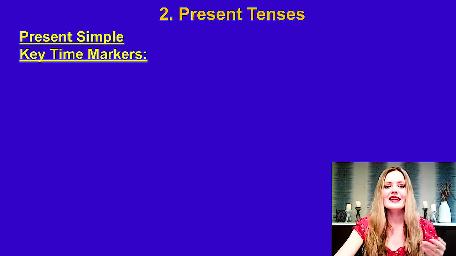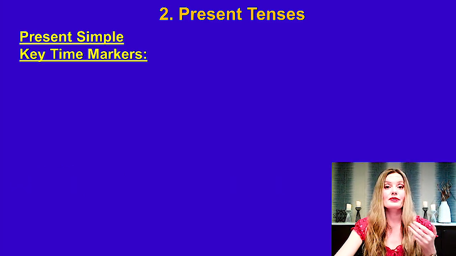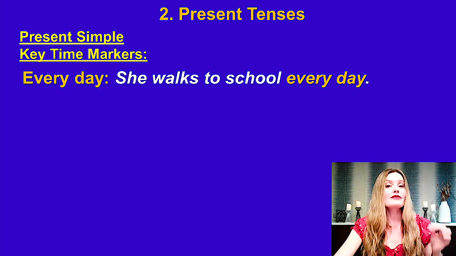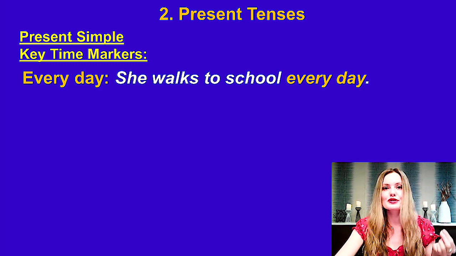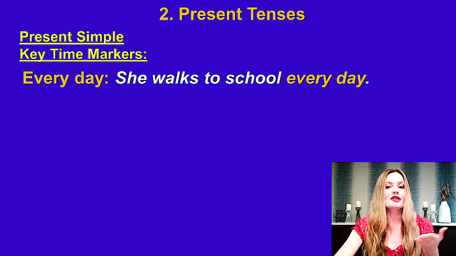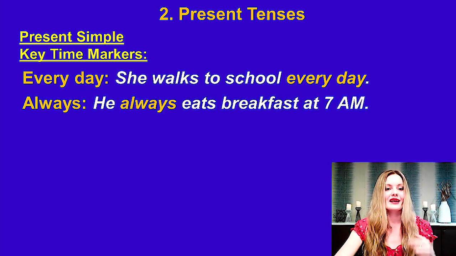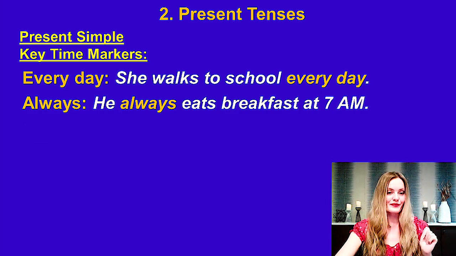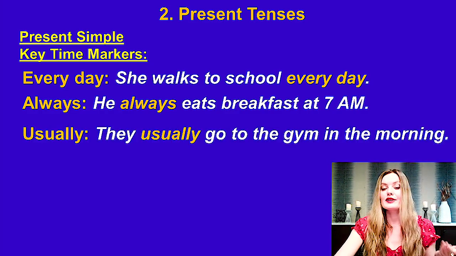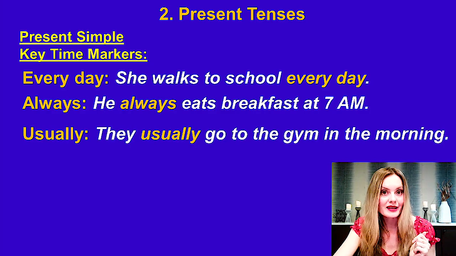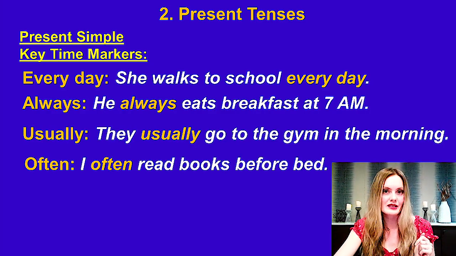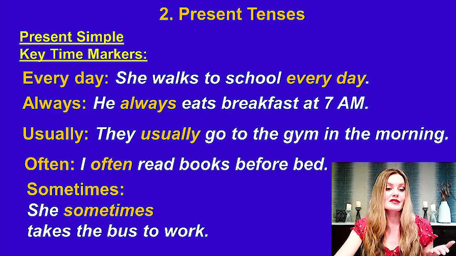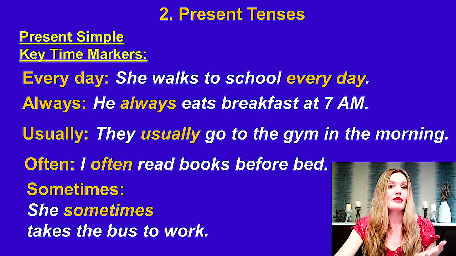Now, let's take a look at the key time markers for present simple. Every day. If you see every day in your sentence, it means that you should use present simple. She walks to school every day. Always. He always eats breakfast at 7 a.m. Usually. They usually go to the gym in the morning. Often. I often read books before bed. Sometimes. She sometimes takes the bus to work.